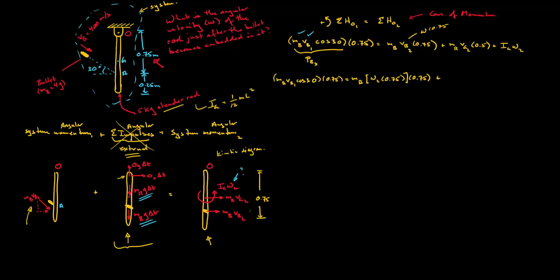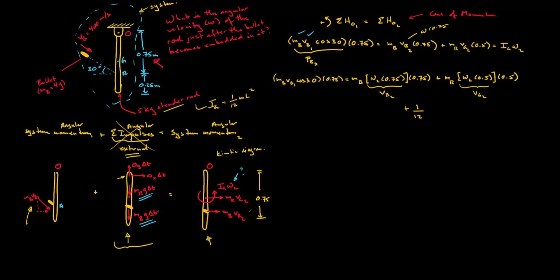Similarly, we have the mass of the rod multiplied by Vg, and now this will be omega 2 multiplied by 0.5, and again multiplied by 0.5. So this is Vb2, and this is equal to Vg2, plus our Ig omega 2 term. So for a slender rod, we have 1 over 12 ml squared.